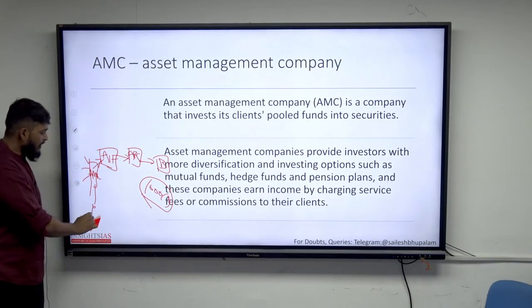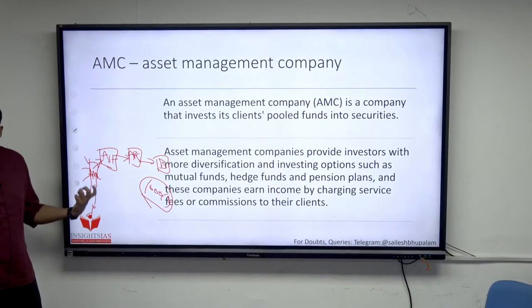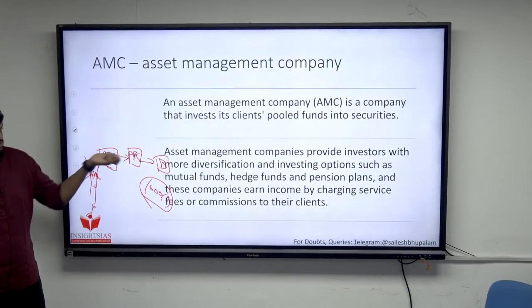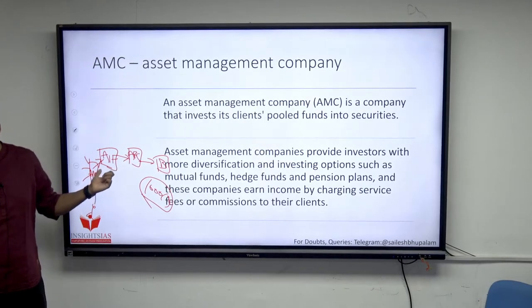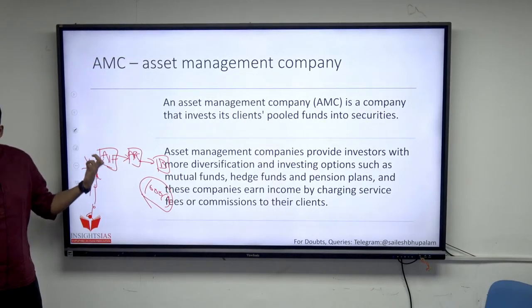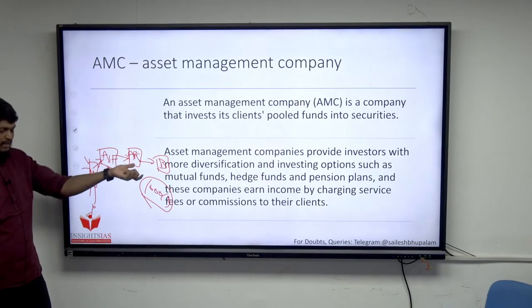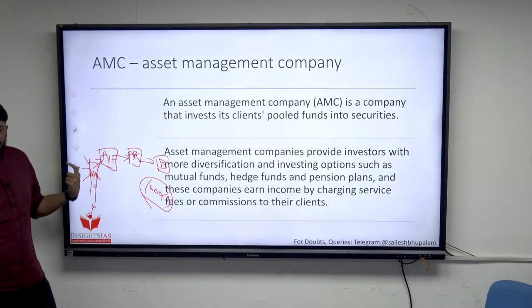How will they get funding? People will pool together money and give it to the AMC. AMC will give it to that AIF, which will invest in ARC. ARC will buy this loan. ARC, everybody knows, we have discussed, asset reconstruction company. They will buy this loan, they will try to recover it. If they cannot recover it, then what will they do? They will convert it into equity, or they will liquidate the company. This part we have already seen. So it is a slightly complex type of mechanism they have created.